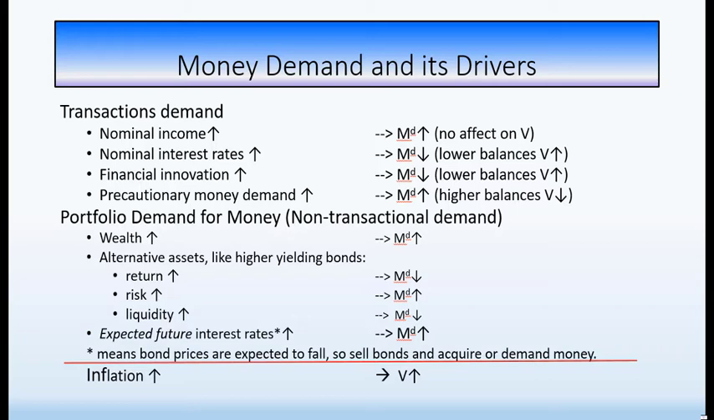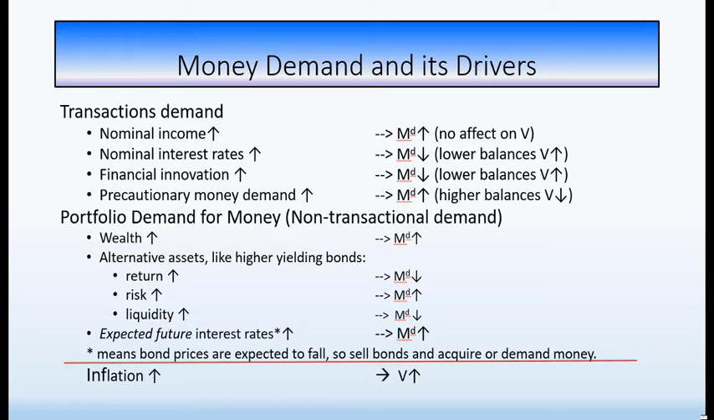So the first item is when wealth goes up, when we're wealthier, not necessarily income, this is wealth. Stocks, bonds, that's wealth, alternative assets, and also how much real estate you own. When you're wealthier, you're going to have a higher demand for money. Doesn't necessarily mean that you're going to have more velocity, but this just means you're more likely to hold more money in your checking account or in your pocket.